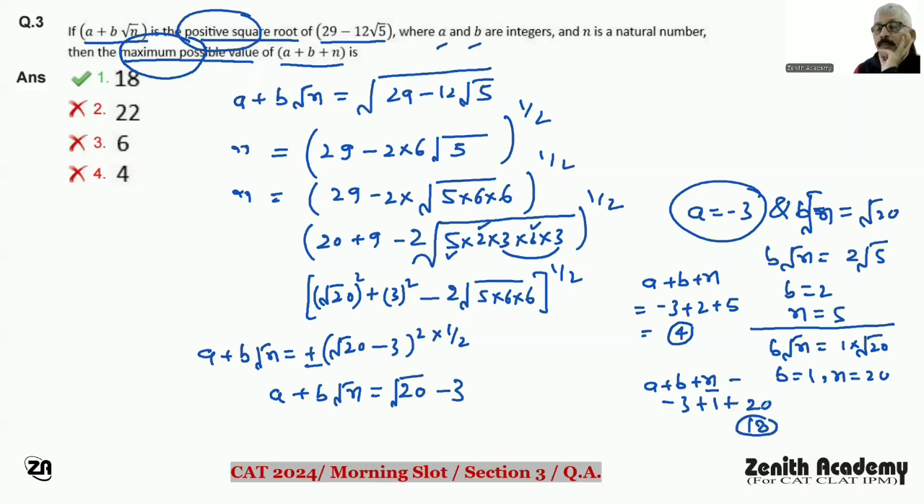So a plus b plus n is 18, which is bigger than this. So this is not your possibility. Answer is 18. Simple algebra question.